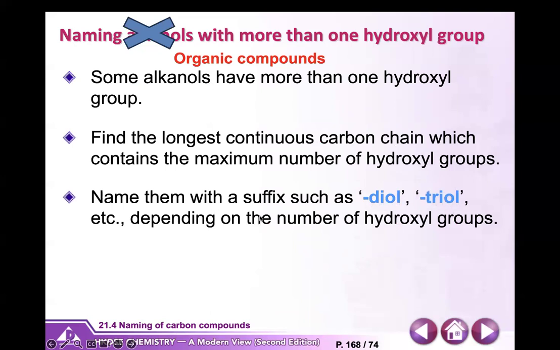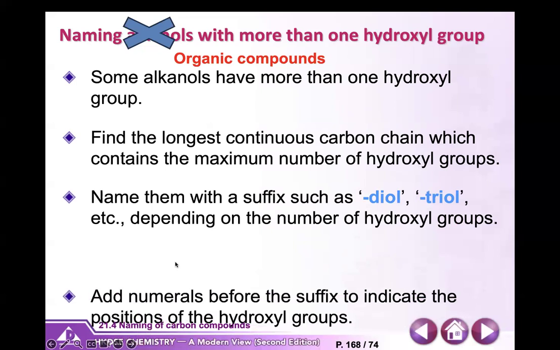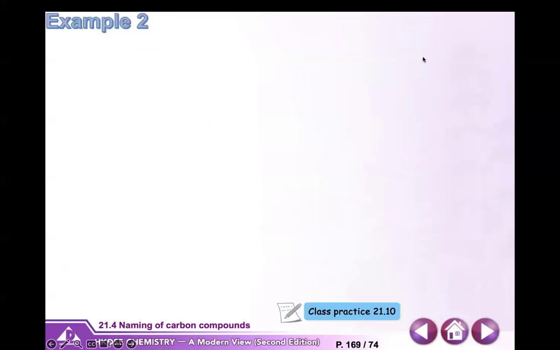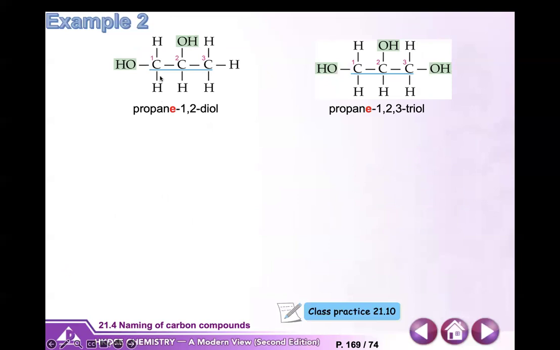to the suffix. We also need to add numerical values, or numerals, before the suffix to indicate the position of the hydroxyl groups as well. So that's why we will not say alkanols anymore. In fact, you may use the words organic compounds or alkanol. Some of the examples are here.